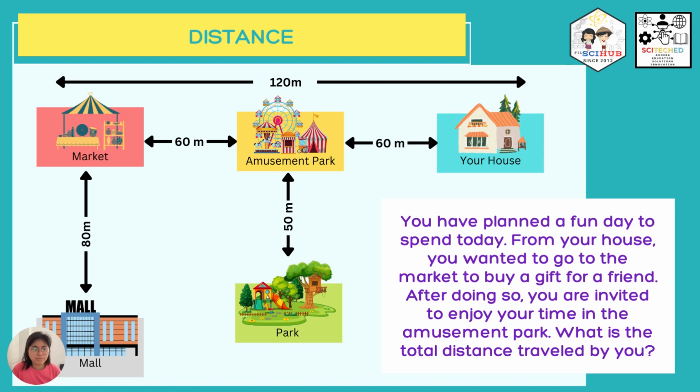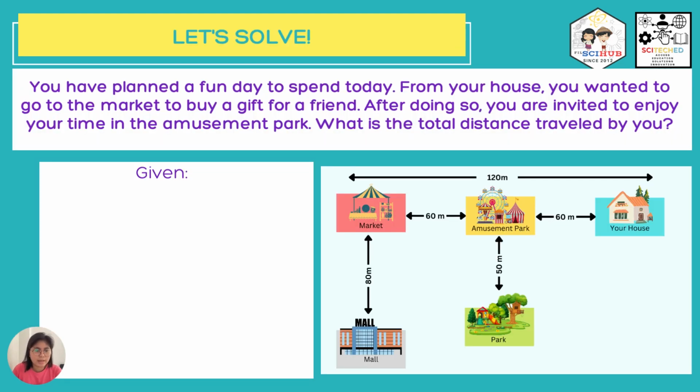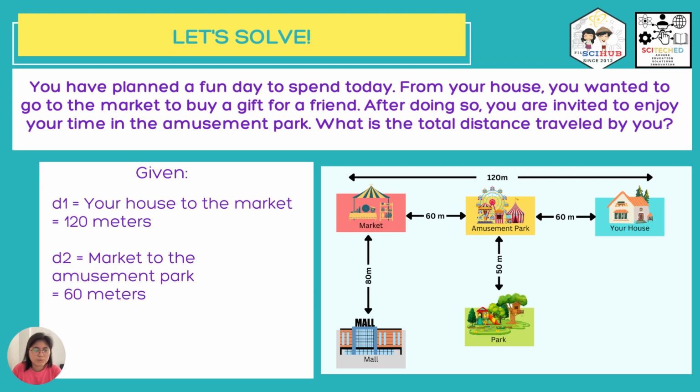So to solve this, we have to put the given first. So to identify the given, what we want to do is to note the given. So first two givens should be D1, your house to the market, because you went from your house to the market.